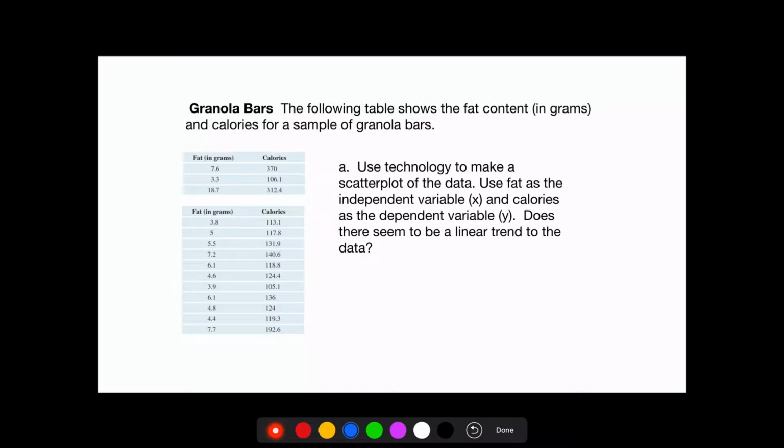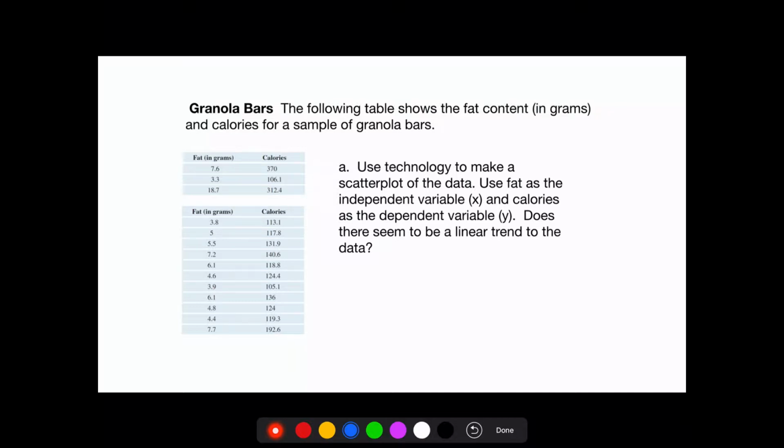7.6 and 370, 3.3 and 106.1, 18.7 and 312.4, 3.8 and 113.1, 5 and 117.8, 5.5 and 131.9, 7.2 and 140.6, 6.1 and 118.8, 4.6 and 124.4, 3.9 and 105.1, 6.1 and 136, 4.8 and 124, 4.4 and 119.3, 7.7 and 192.6. Use technology to make a scatter plot of the data.